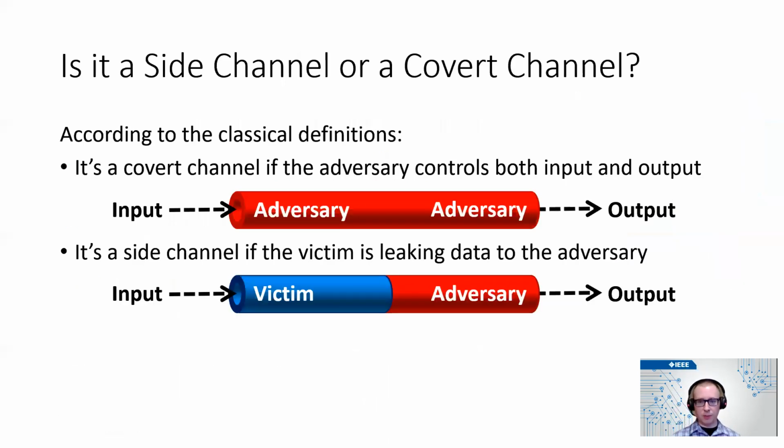Now, as I interpret these terms, in the original documents where they appear, and as most people generally seem to use them, they have these meanings. It's a covert channel if the adversary controls both input and output. It's a side channel if the victim is unintentionally leaking data to the adversary who's monitoring, observing the other end of the channel.